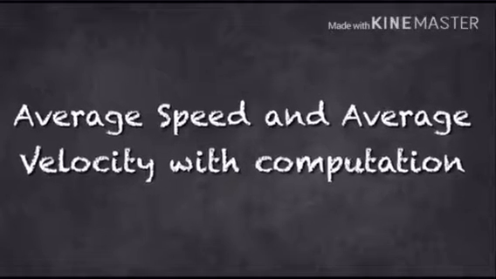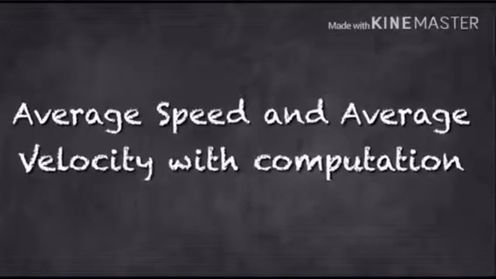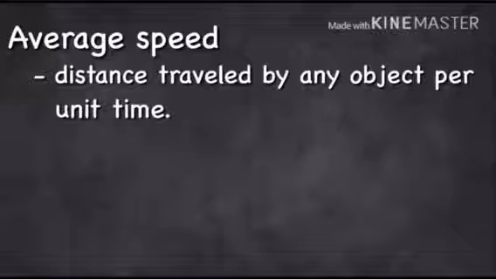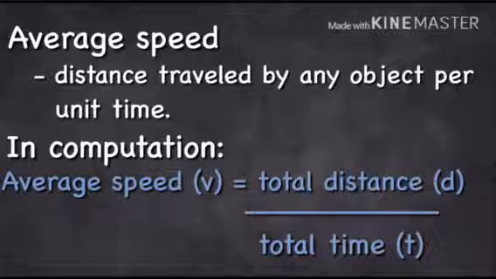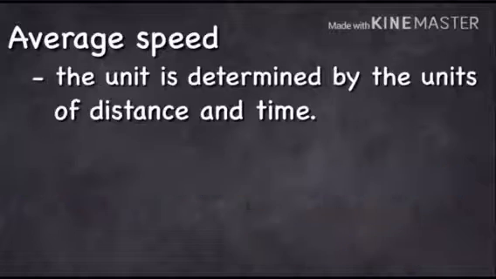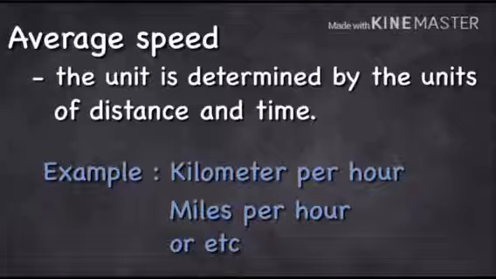This time, let us discuss about average speed and average velocity with computation. Average speed is the distance traveled by any moving object per unit time. The formula in getting the average speed is total distance over total time. The unit of average speed is determined by the units of the distance and time. For example, kilometer per hour or miles per hour.